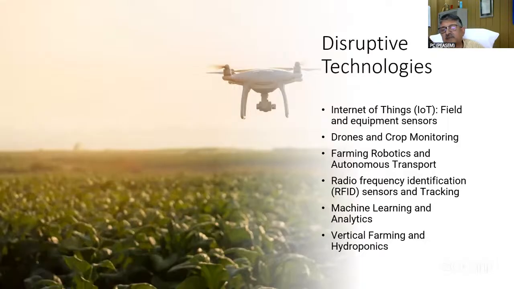And the last slide, the disruptive technologies. Of course, Internet of Things, field and equipment sensors, I will not go much into it. Drones and crop monitoring, that is also a technology. And then machine learning and analytics. And the last one is vertical farming and hydroponics, particularly for water-challenged sites. Vertical farming and hydroponics is the only solution where we can raise the same produce with 5% of the water that we use outside. This is a technology which is required, and people are working on it.